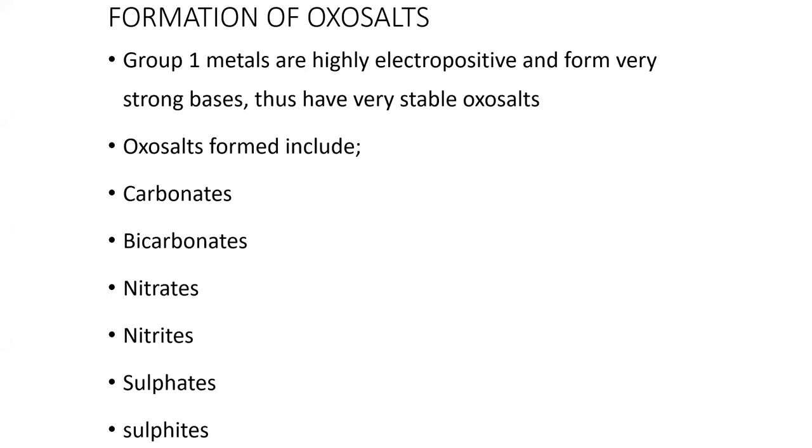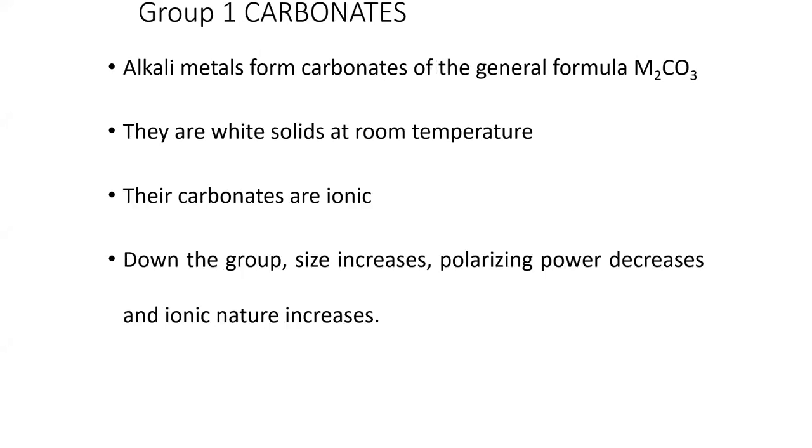When we talk about oxo salts, they are salts that contain oxygen as the only anion. That is what we mean by oxo salt. The oxo salts formed by a group one element include the carbonates, bicarbonates, nitrates, nitrites, sulfates, and sulfides.